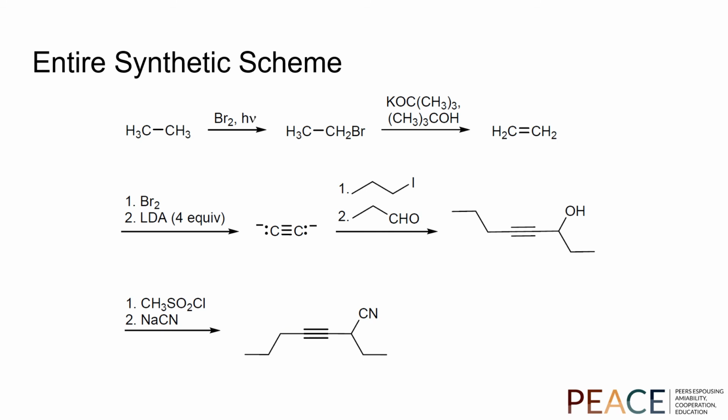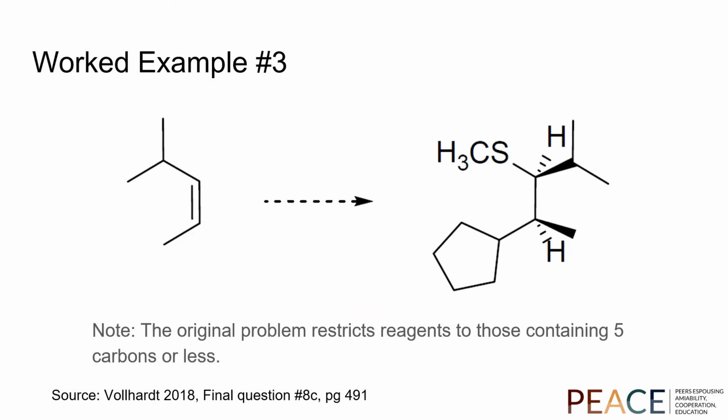So here's our overall synthetic scheme with the first overall step of changing our alkane into an alkyne, and then eventually adding the 2 substituents necessary to achieve our final product. Okay, so working example number 3 is a very similar problem. The only big difference is that the original problem states that we may only use reagents containing 5 carbons or less.